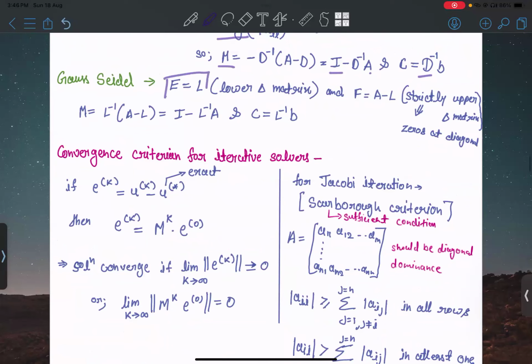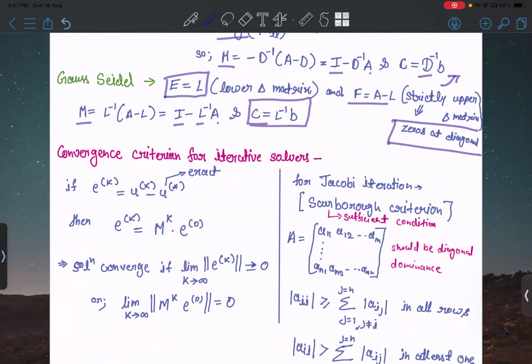We try to make E a lower triangular matrix and F a strictly upper triangular matrix. Strictly upper triangular matrix means it will be an upper triangular matrix, but it will have zeros on the diagonal. That will lead to M equal to I minus L inverse A, and C will be L inverse B.